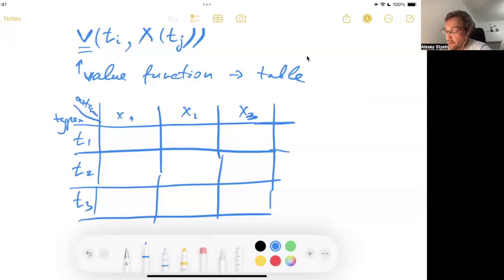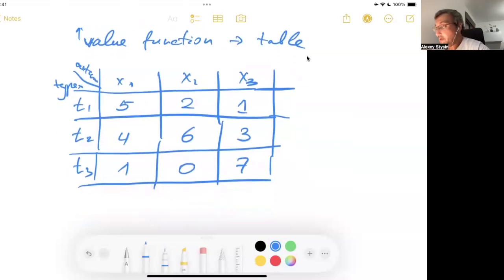Let's say 5 if you're type 1 and you get outcome 1. Let's say 2 if you are type 1 and outcome 2. And 1 if you're type 1 and the outcome is 3. And for the second type, this could be something like 4 and 6 and 3. And for type 3 it is going to be 1, 0, and 7. I just came up with those numbers off the top of my head, so not necessarily a good example with the numbers, but let's see.